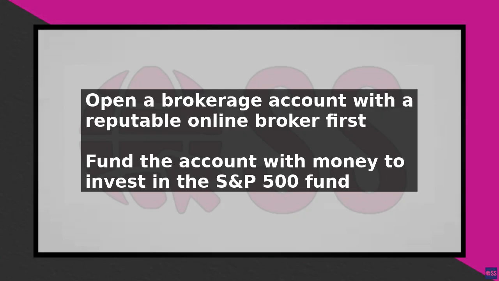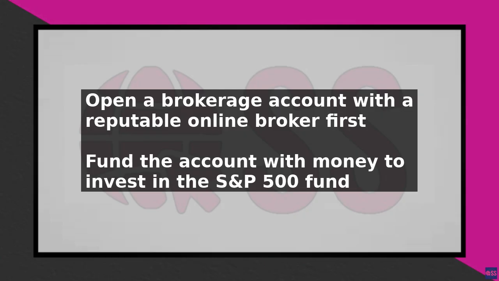Once your account is open, you need to fund it with money to invest. You can do this by transferring cash from your bank account or by setting up a regular investment plan. The minimum investment amount for the S&P 500 Vanguard Fund is typically low, making it accessible to investors with limited capital. Next, you need to choose the specific S&P 500 Vanguard Fund you want to invest in.